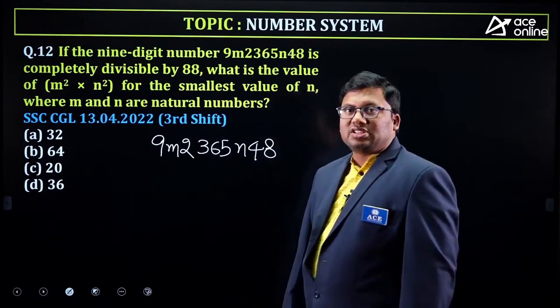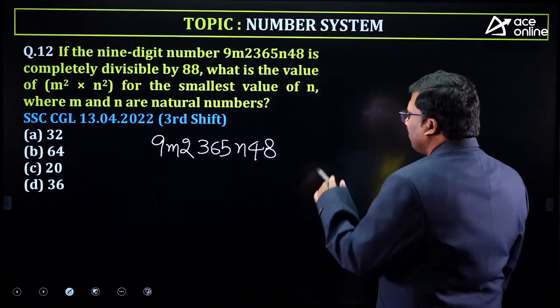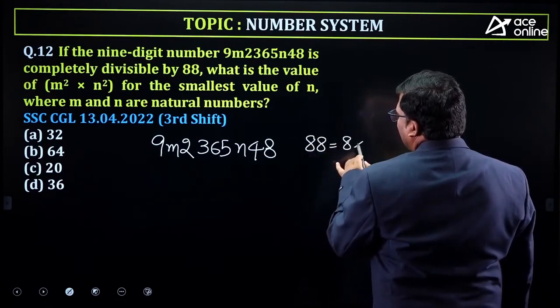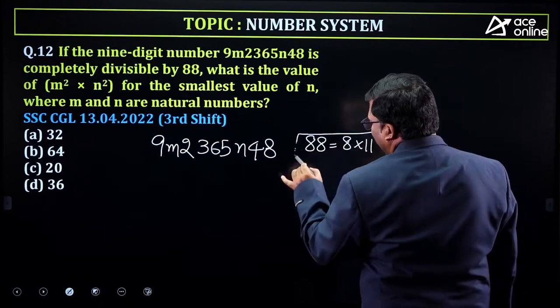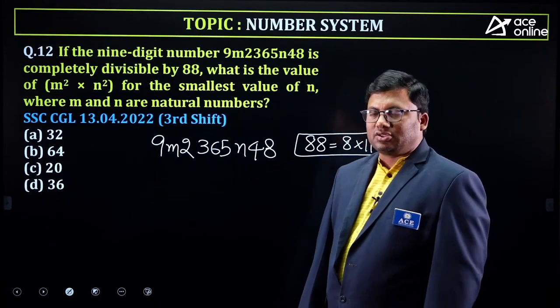9m2365n48 is completely divisible by 88. 88 is a composite number. Write it down as a product of coprimes. So it is 8 into 11.